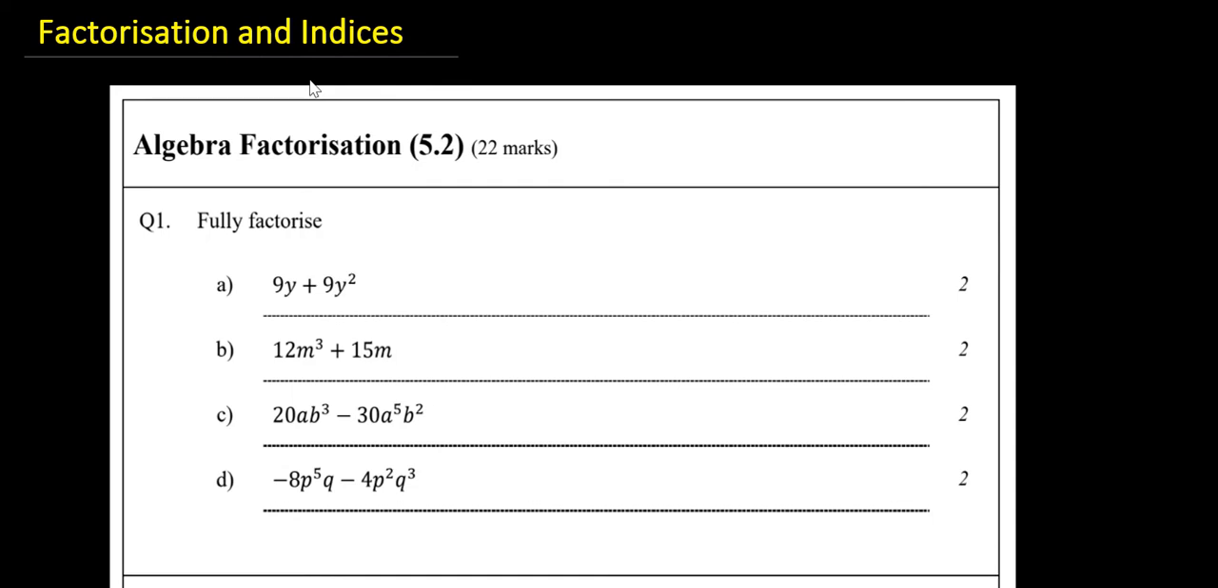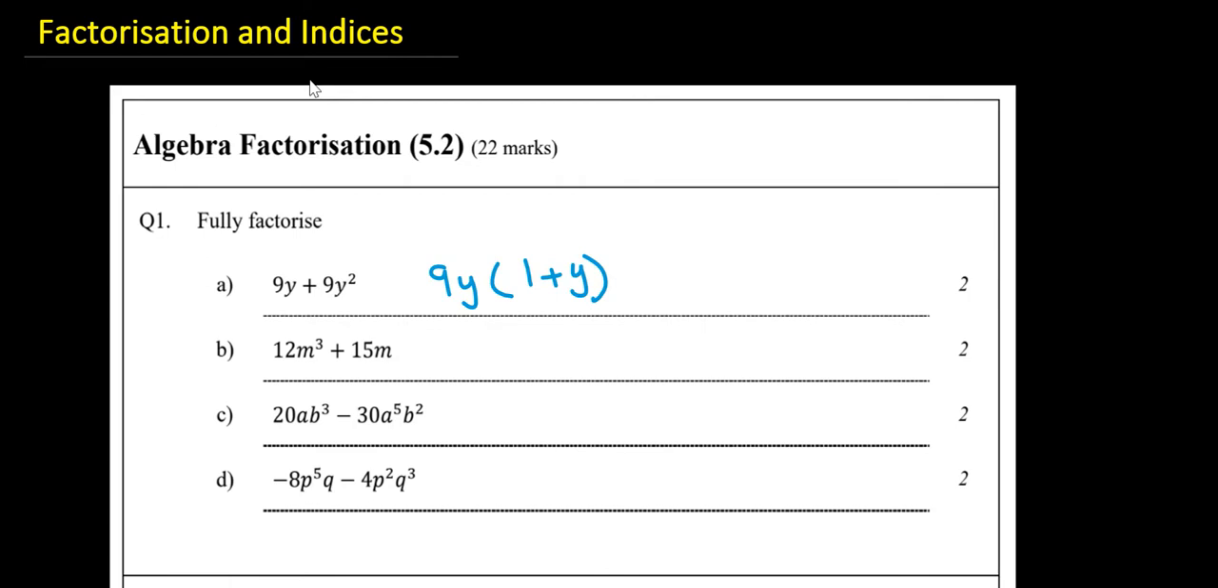The highest common factor of 9 and 9y is 9, and we can take a y out, and if we divide we get 1 plus y, and we can multiply the bracket out to use the distributive property to verify our answer.